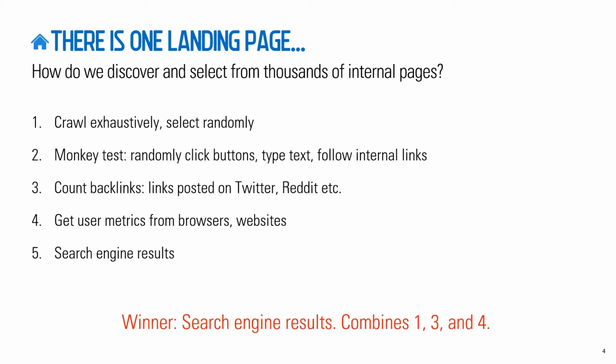After some analysis, we determined that the fifth one was the best one for us because it combines all three of the approaches 1, 3, and 4. Search engines crawl websites exhaustively as well as we can. They count backlinks like Google does for the PageRank algorithm. It counts the links to other websites that have posted on some other prestigious websites. And then they also combine user feedback. As people search for and click on links, that data is accumulated and used for ranking results on search engines. So that is what we used.